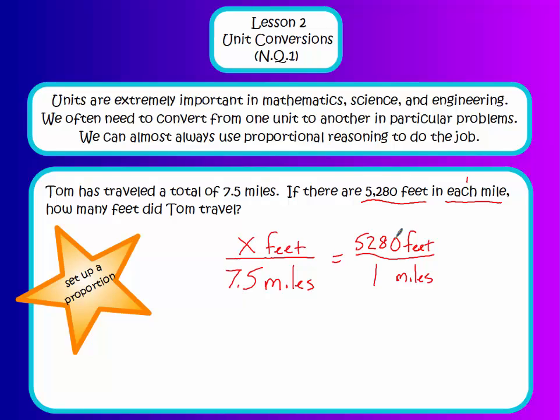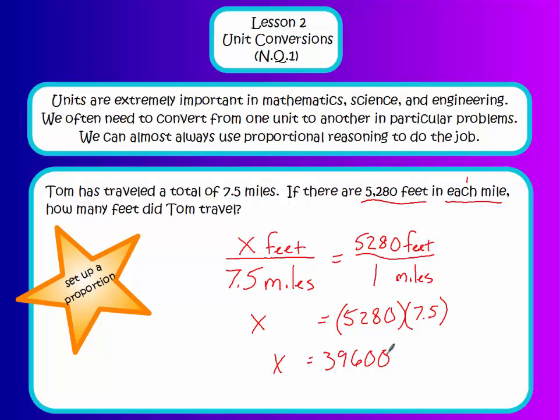All right, so with a little bit of cross multiplying here, or either way, we could multiply by 7.5 to get rid of the 7.5 down in the denominator here, or you cross multiply. So I would get x is equal to 5,280 times 7.5. And so x equals 39,600. And so what is it we were looking for?